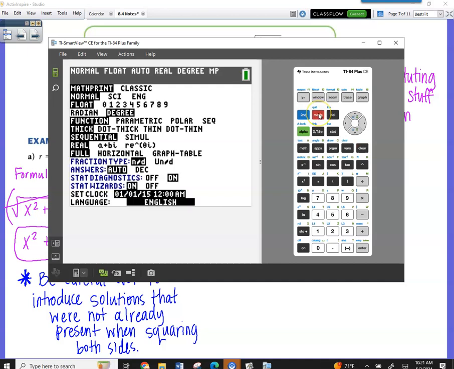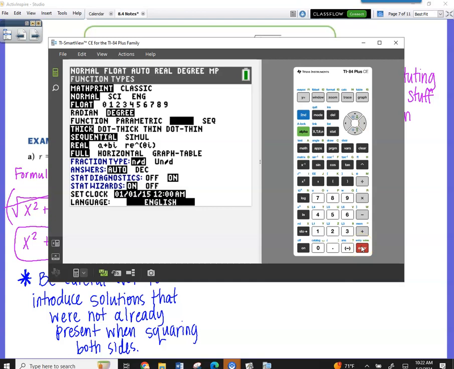Go to mode. Where's polar? Oh, under where it says function. Notice underneath where we usually go to radian and degree. You can leave it in degree. Go down. Go over. And tell it you want polar mode.